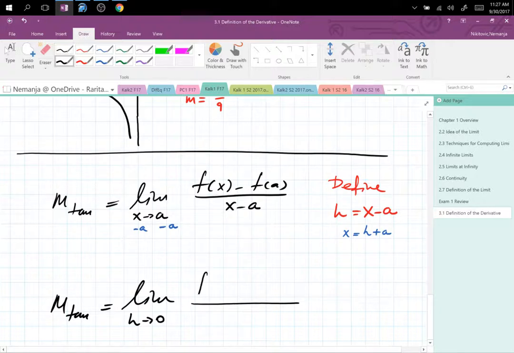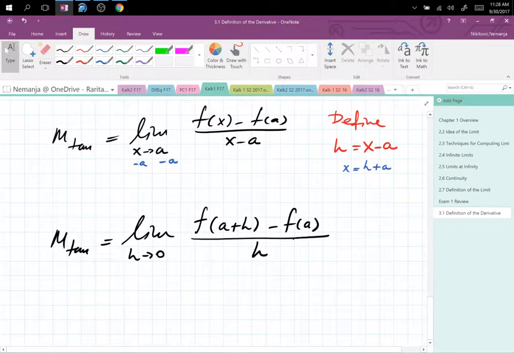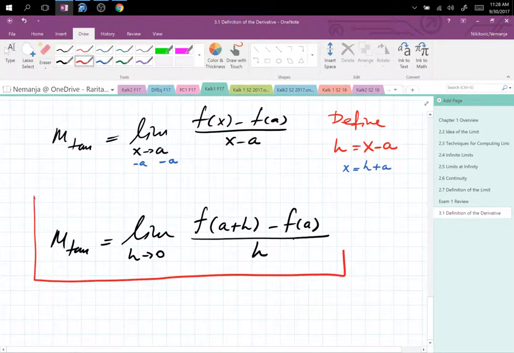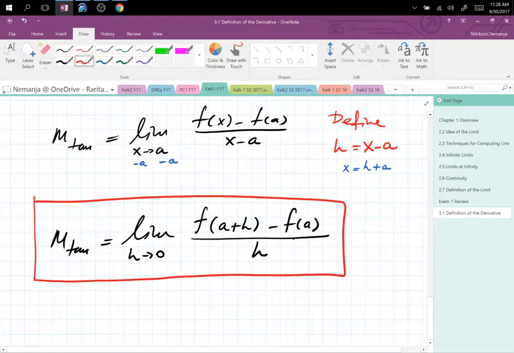So f is going to be f of a plus h minus f of a, divided by h. And what is this? Difference quotient, right? So this is the slope of the tangent line in terms of the difference quotient. Tangent line, TL.